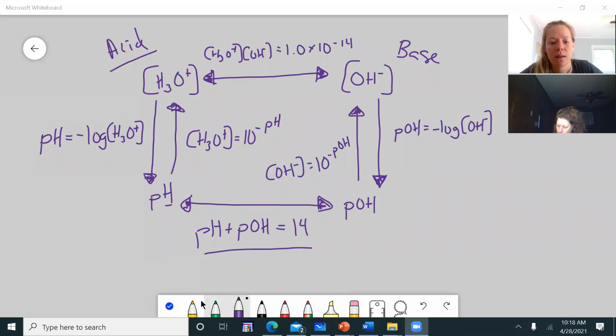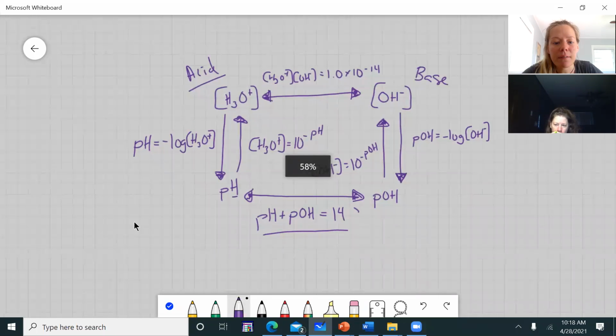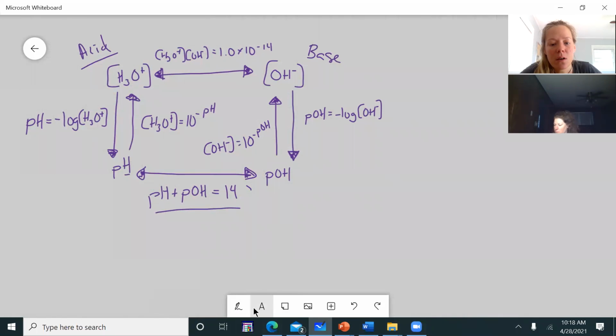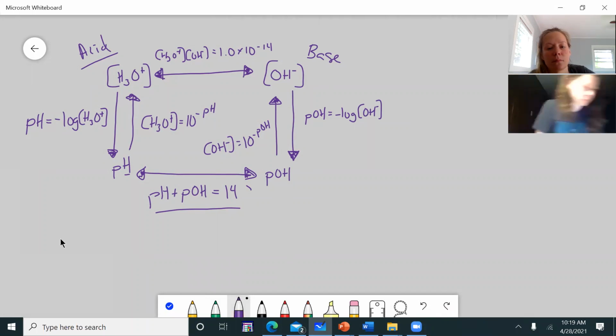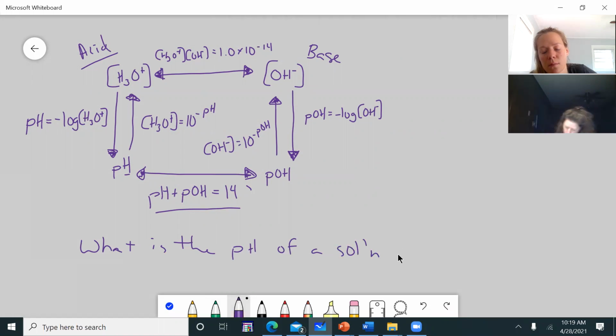Here's our square. Let me shrink it a little bit. All right, so let's say, what is the pH of a solution with OH concentration? I'm just going to type this out. This is a mess.